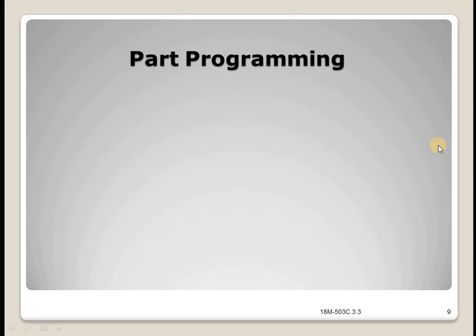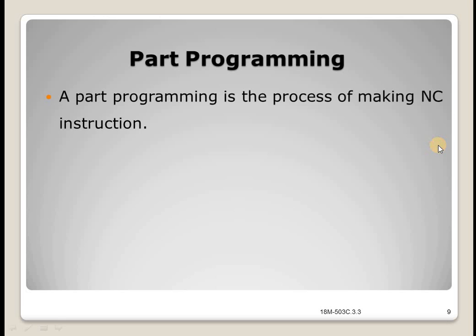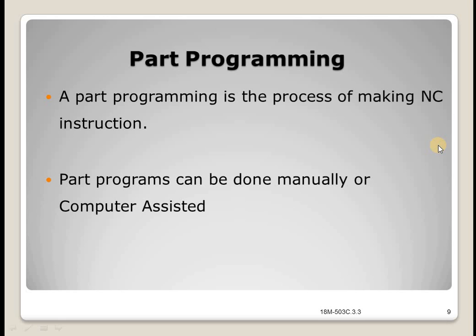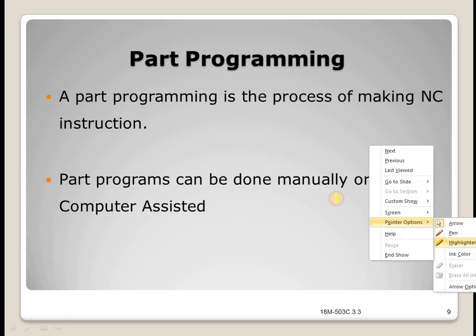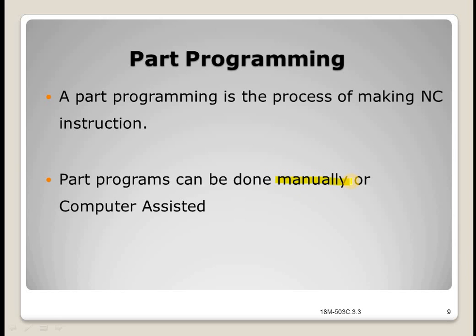The next step of manufacturing methodology in any system is part programming. Part programming is the process of making NC instructions. It can be done either manually or computer assisted. So, manual part programming. In manual part programming, the part programmer specifies the machining instructions on a form called a manuscript.